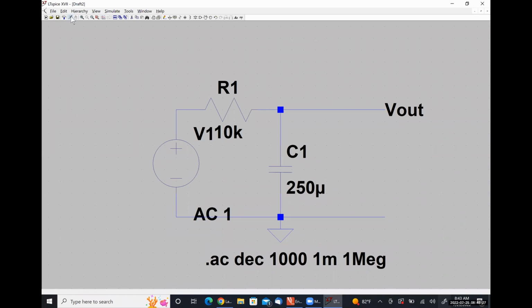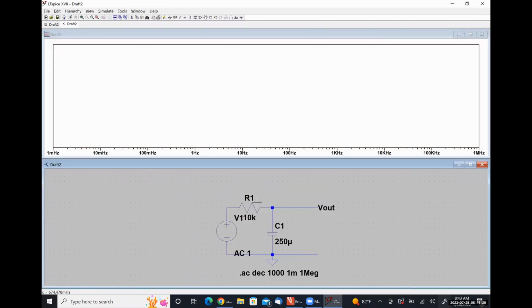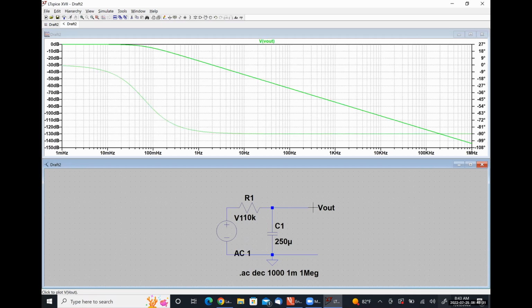And I'm going to run my simulation. And I'm going to plot V out, which again is nothing more than our transfer function. Okay. So the graph that we get in LTspice is composed of 2 different parts. The solid line is our magnitude response, and the dashed line is our phase response.